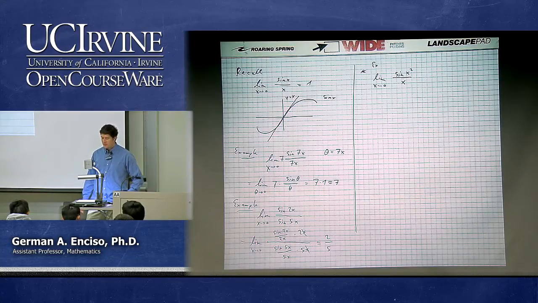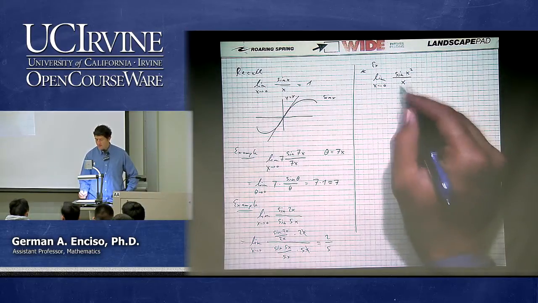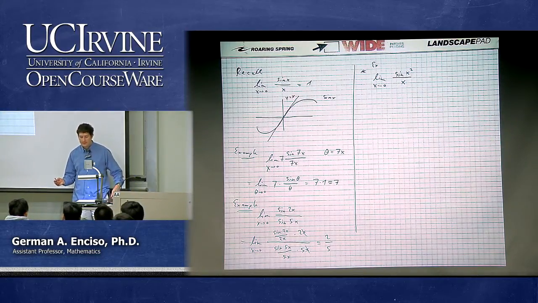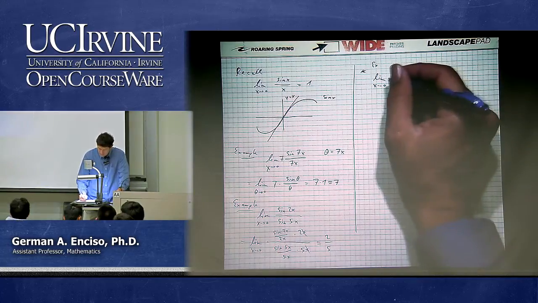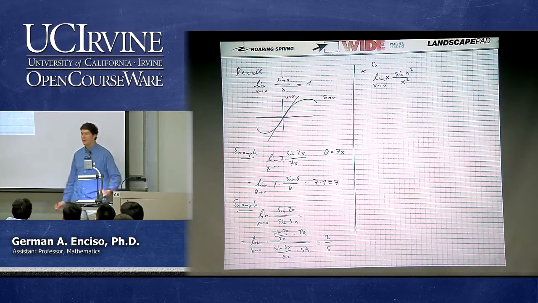Exactly. So the principle has been the same all the time, which is you want to have the same thing in here as you have on the bottom. And right now we have an x. So we can multiply this by x and divide by x. That's right.